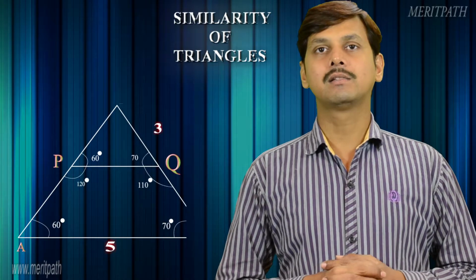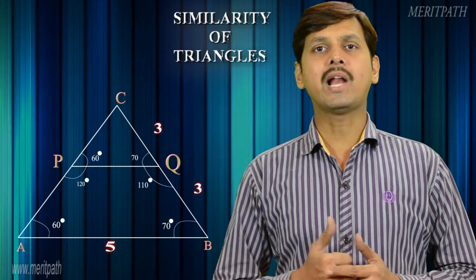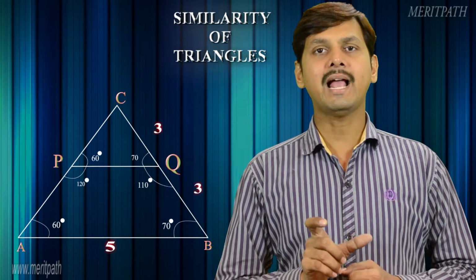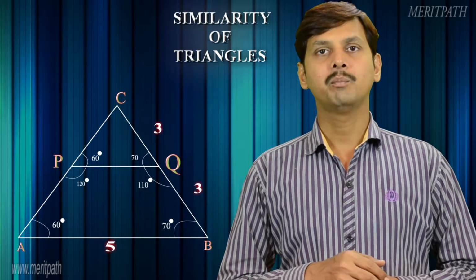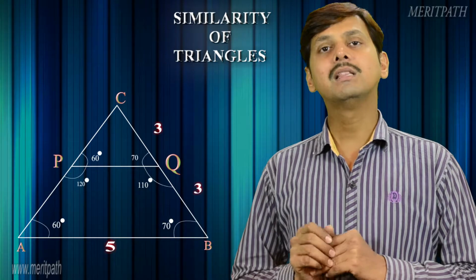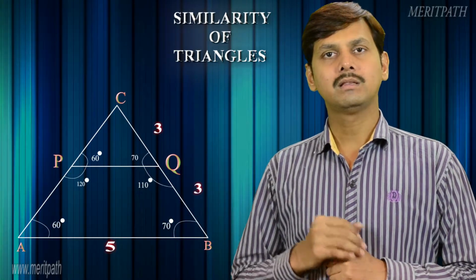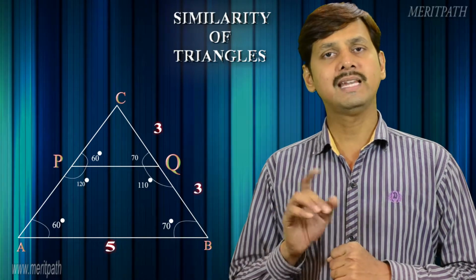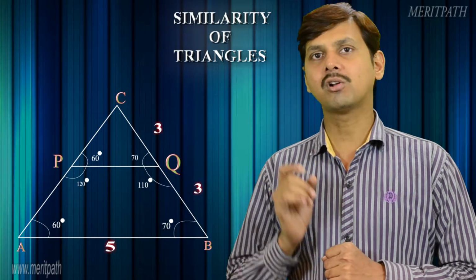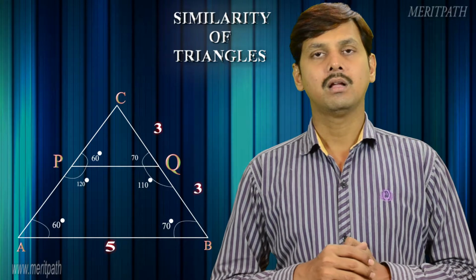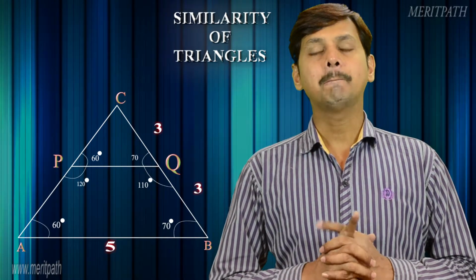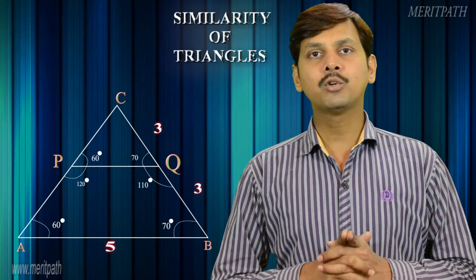Identity of triangles. Let's observe this triangle. AB has 5 units. BC is given. In that, CQ and QB are 3 units each. That is, CQ is 3 and QB is also 3 units. And we also need to find PQ.